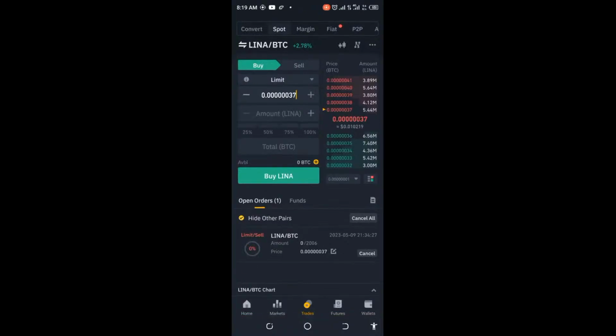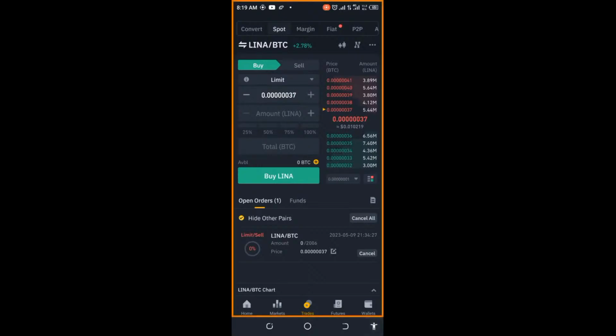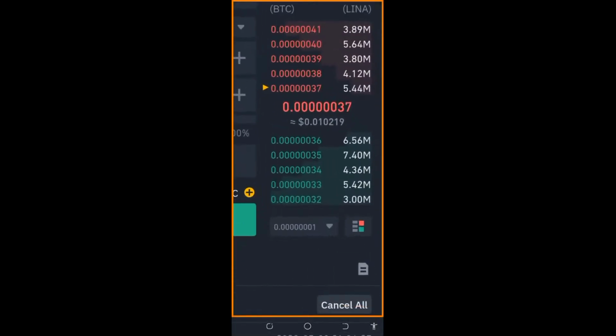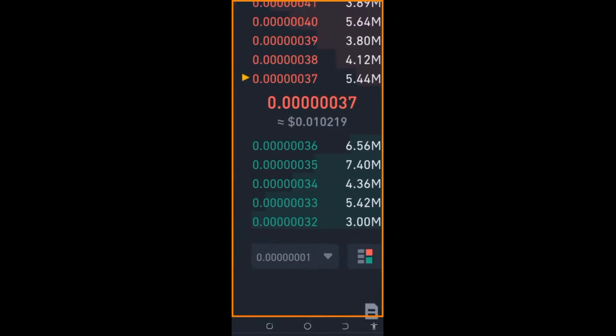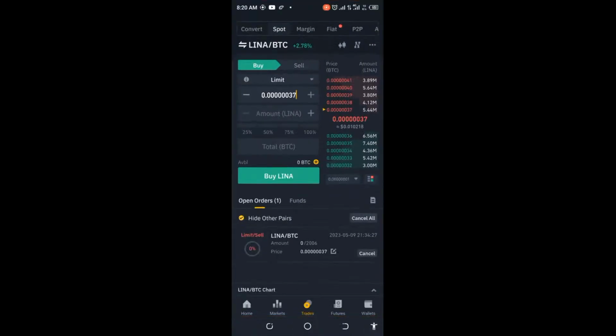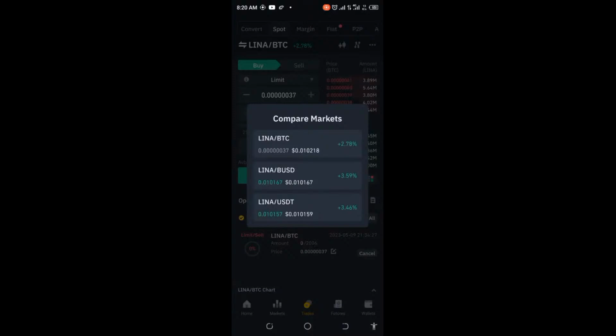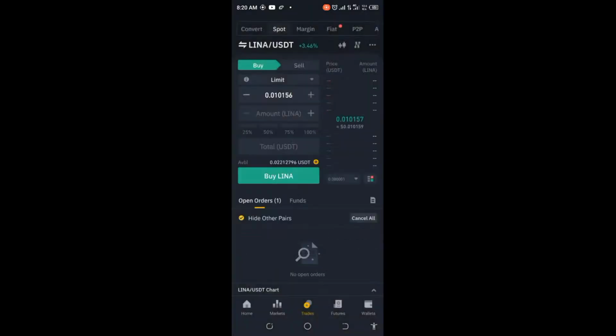So what's going on? Well, the thing is, as you can see, we're trying to sell at 0.037. But here, can you see the green part here? Can you see that the first green here is 0.00036? All right, so what am I going to do? Let me go and check what's happening to Lena USDT. Has it gone up? It looks like it's gone up. Let's go ahead and get this sold back, right?